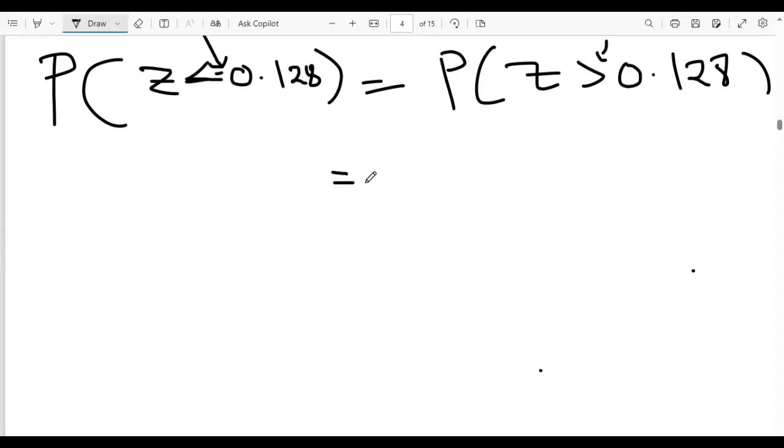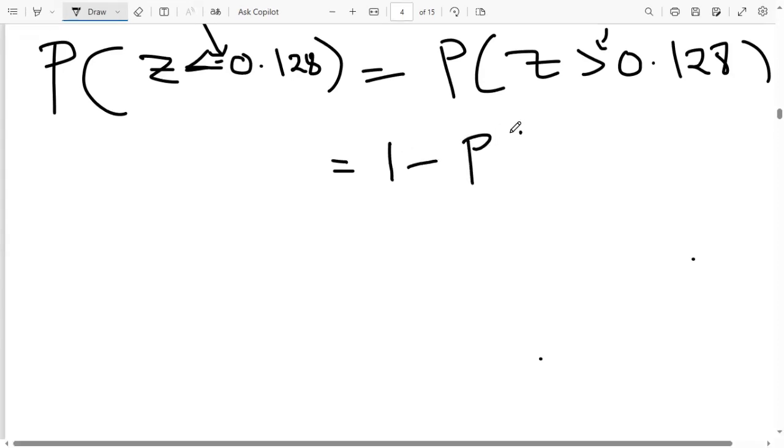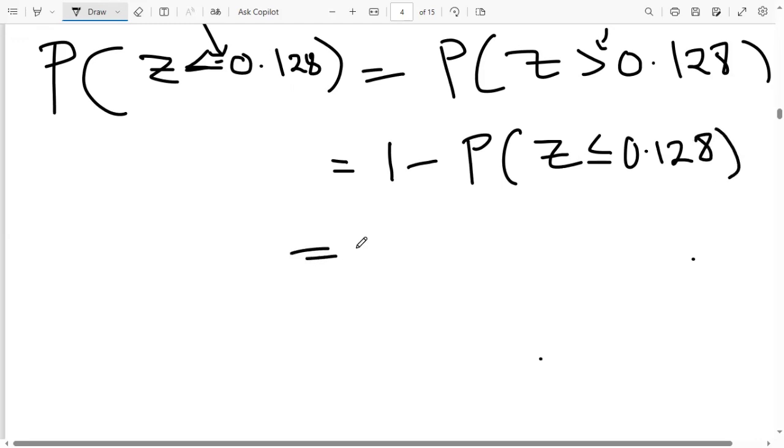Okay, so saying by the complement rule, we know that this is just the same as 1 minus the probability of z being less than or equal to what? 0.128. Okay, and then from here, we have that 1 minus, okay? And then we find this probability. So how do we find this probability? We go on the z score, okay? And then we try to find a value that is very close to this guy here.